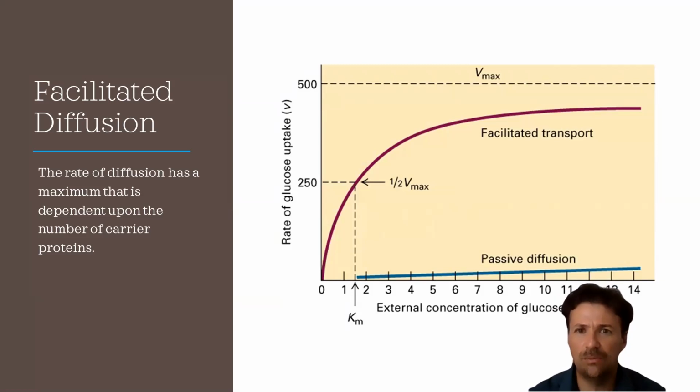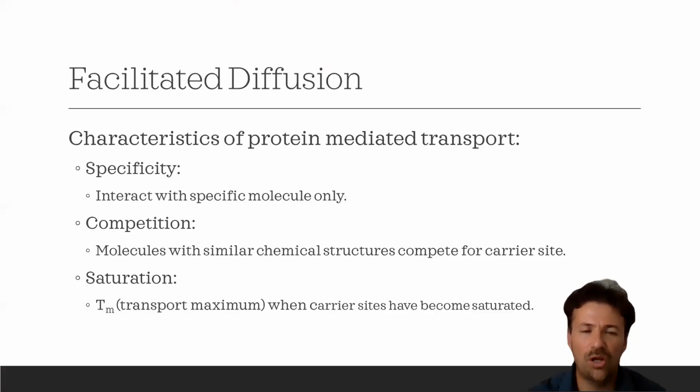The other thing to note about this graph is it reaches a maximum. It plateaus. It doesn't keep increasing as the concentration gradient increases. And that's because a point is reached when the carrier proteins are saturated. And at that point, no matter what you do with the concentration gradient, you still cannot increase the rate of diffusion. And so this tells us that when we look at protein-mediated transport, there are certain characteristics.